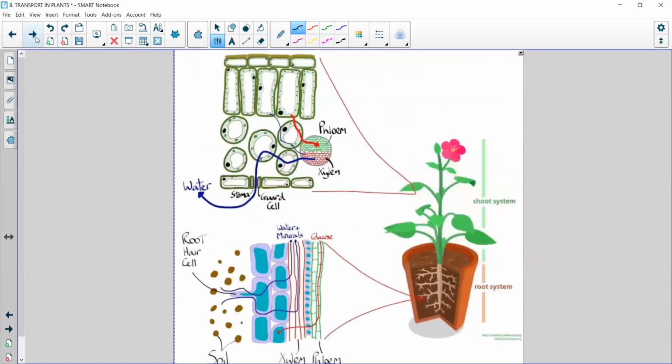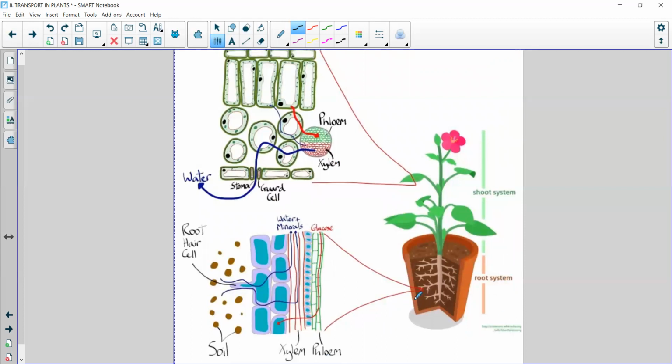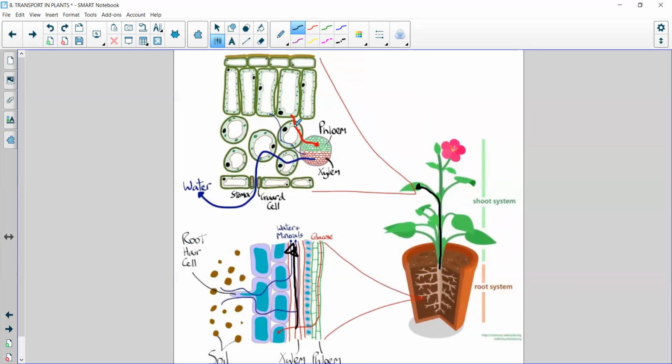Now, if we quickly skip ahead to this picture, we can get a slightly better idea of what is happening here. This is us down in the roots, and we can see that water is entering the root hair cell here by osmosis, and it's continuing to move by osmosis until it reaches the xylem, which is this tube here, and it then travels up that tube, up the plant, into the leaves. And once it's in the leaves, water leaves the xylem, and it can then be used by all of these cells that are inside the leaf for photosynthesis.